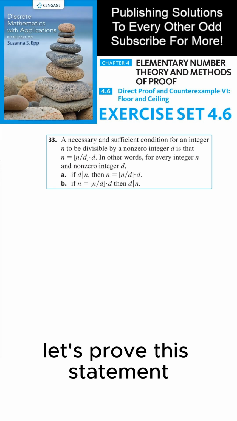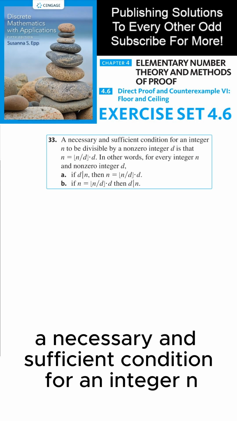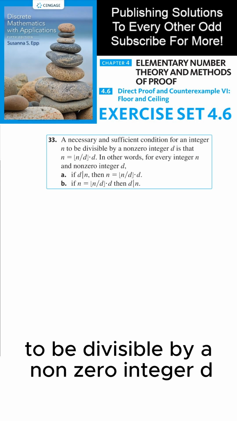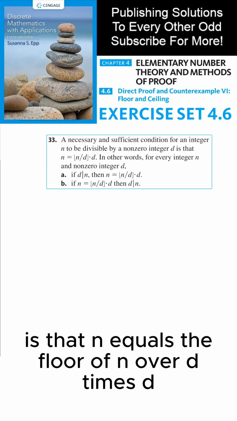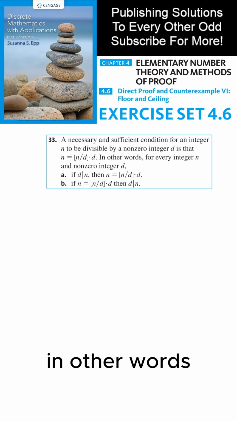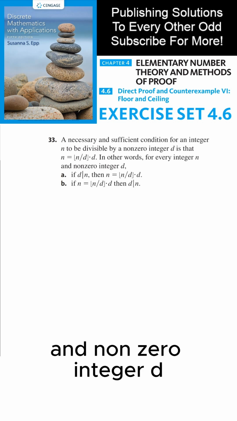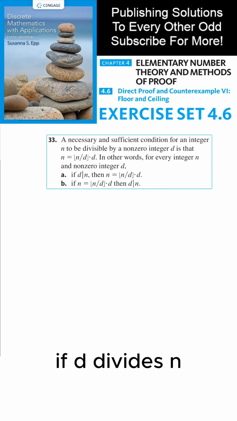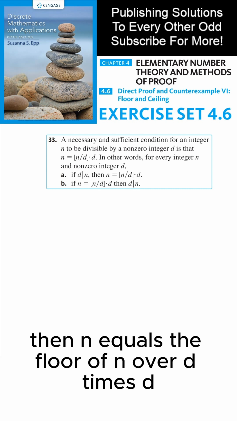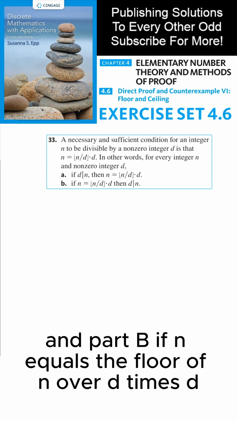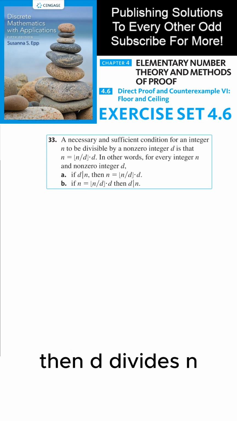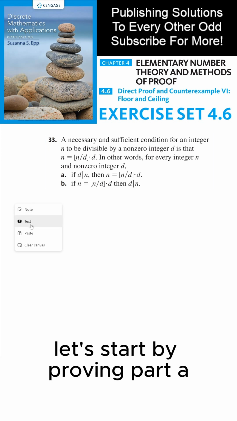Let's prove this statement. A necessary and sufficient condition for an integer n to be divisible by a non-zero integer d is that n equals the floor of n over d times d. In other words, for every integer n and non-zero integer d, if d divides n, then n equals the floor of n over d times d. And part B, if n equals the floor of n over d times d, then d divides n. Let's start by proving part A.